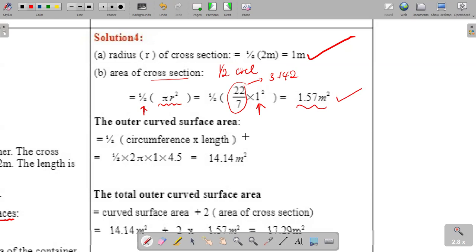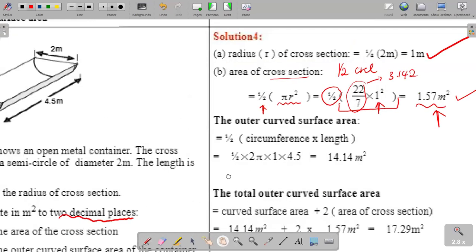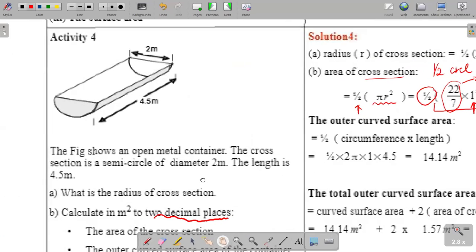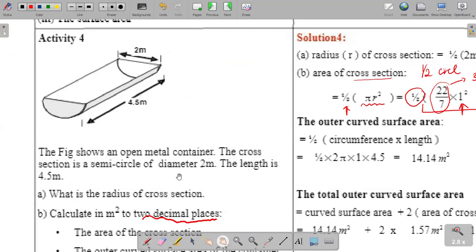Everybody okay? Don't forget, whatever answer you got here, you had to halve it to get your answer at the end. Next one, the outer curved surface area. Do you know what they're talking about when they say the outer curved surface area? What do you think they mean?